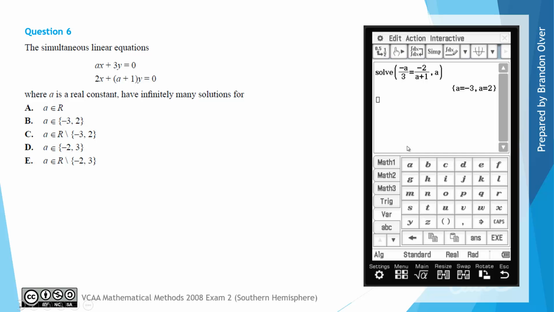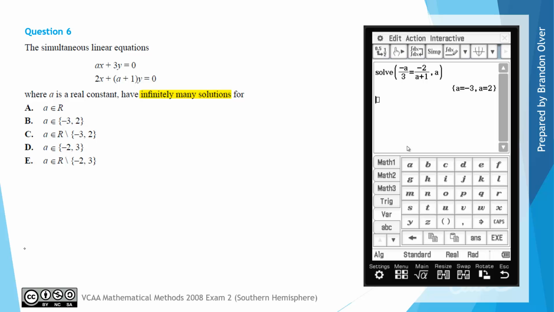I'd now like to show you a second method that you can use to do this same problem, and that's going to involve matrices and a thing called the determinant, which you may have heard of before. Looking back at the problem, it asks for the values of a where we'll have infinitely many solutions for that system of simultaneous linear equations that we've already been considering.